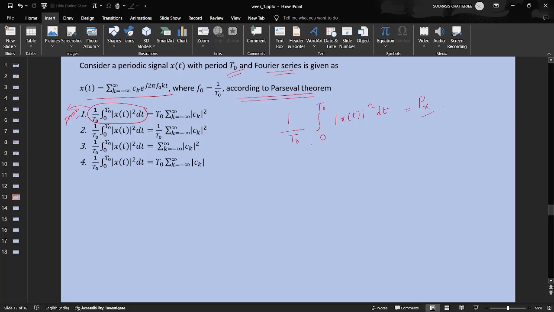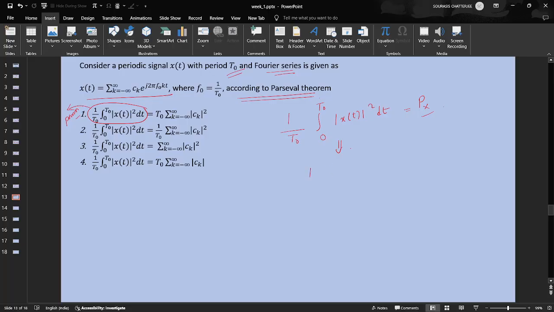So that is the power of the periodic signal. According to Parseval's theorem, which one of the following holds? Basically we are willing to find the power of this periodic signal, and on the right hand side it gives us a feeling that it should be in terms of the spectral coefficients. So how do we exactly obtain that? For that, let us do the calculation from here only.